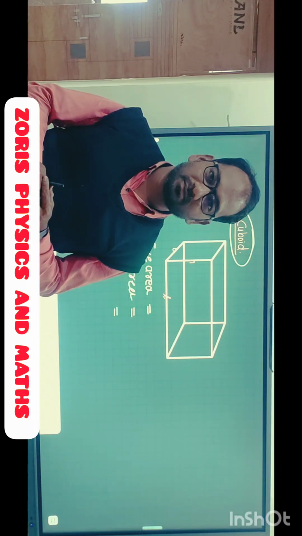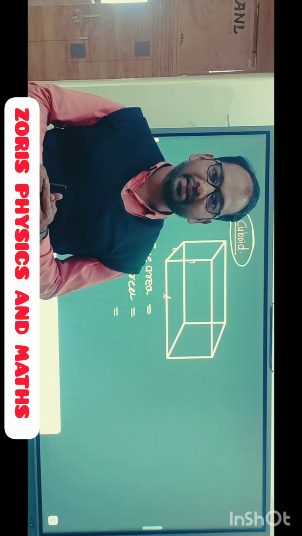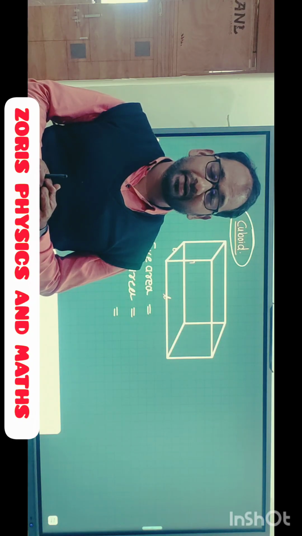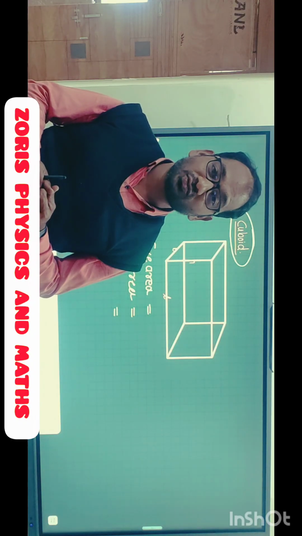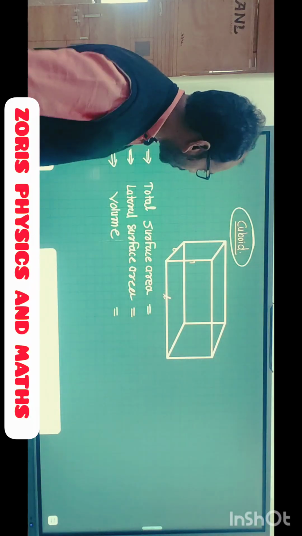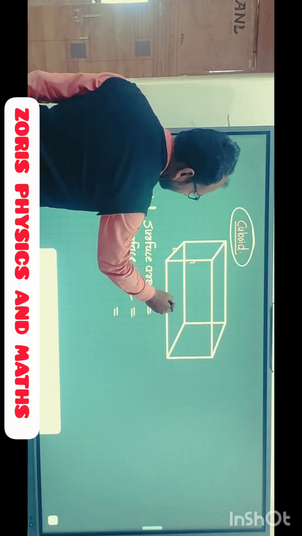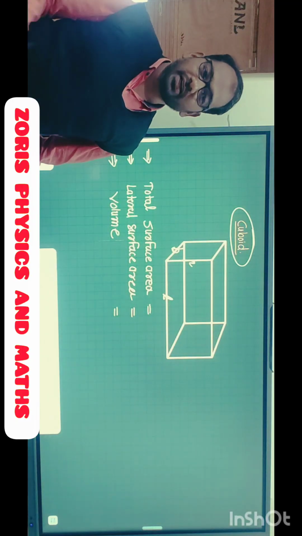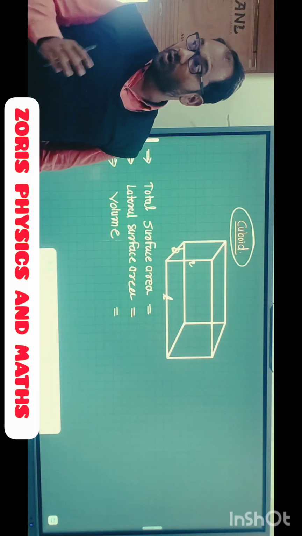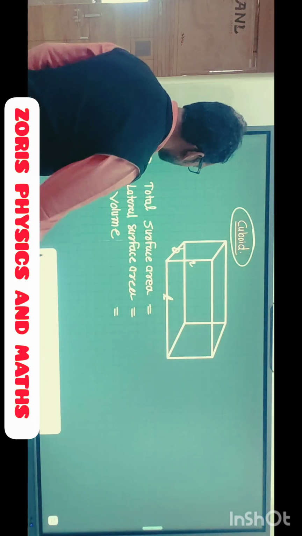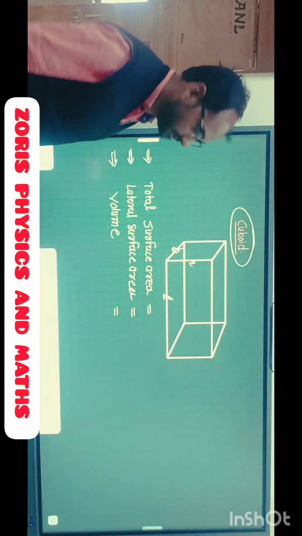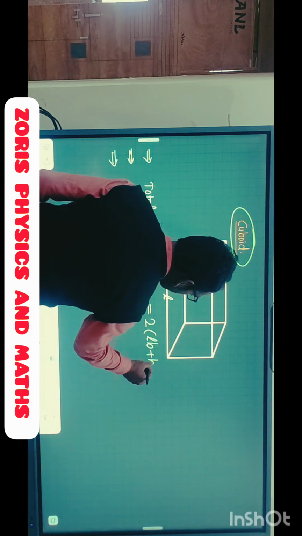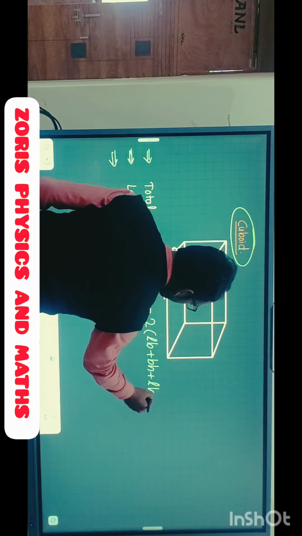Hello my dear students, today we are going to see the important formulae of your chapter mensuration, and the first shape that we have to see here is cuboid. A cuboid has three parameters: length, breadth and height. There are three important formulae related to cuboid, and these are the total surface area of cuboid, that is 2 in bracket LB plus BH plus LH.